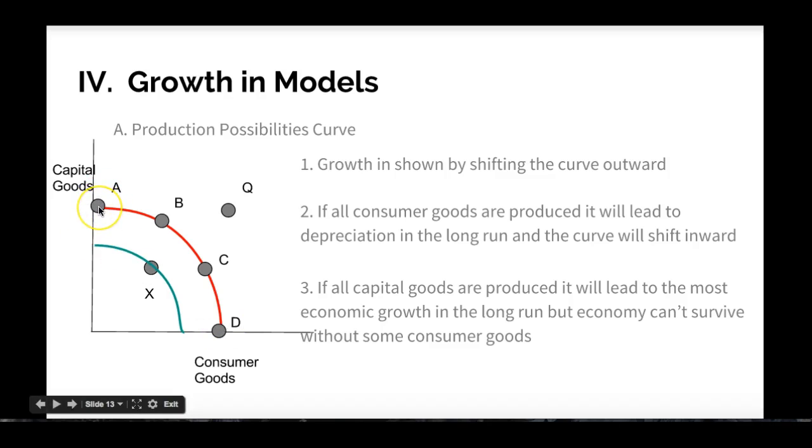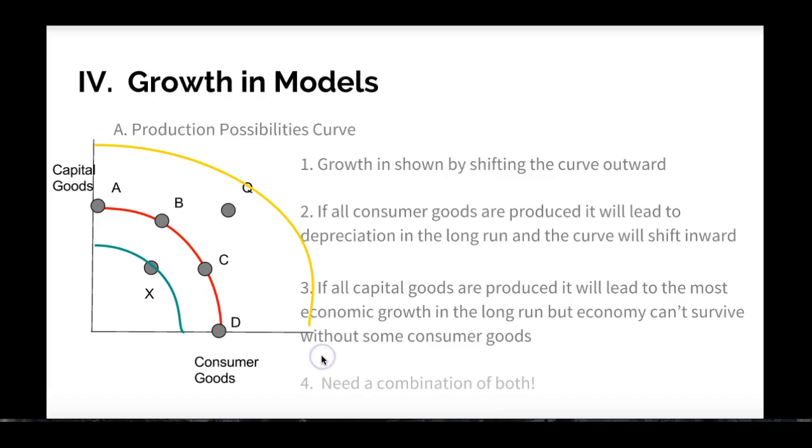So if we go A, okay, we go produce all capital goods. All we do is produce machinery and, for example, more copiers, okay? Well, that's good because it will lead to more growth in the long run. But the problem is, in the short run, we can't survive because we have people out there that need stuff. They need consumer goods. I don't have any clothes to wear because you didn't make any, okay? So that's not going to work either, okay? It would lead to the most amount of growth, so maybe this yellow line would be crazy amounts of growth, but it wouldn't help us in the short run.